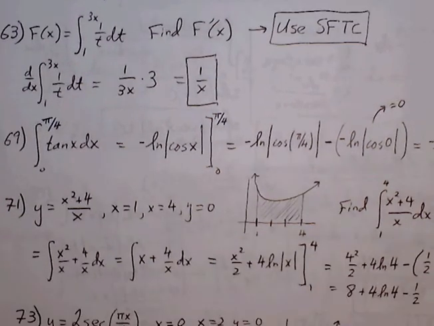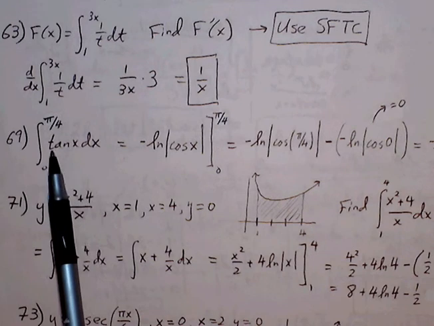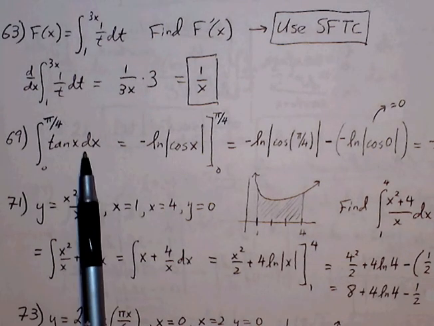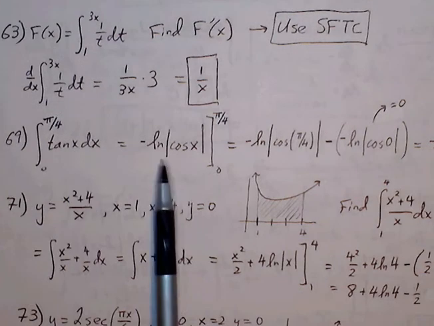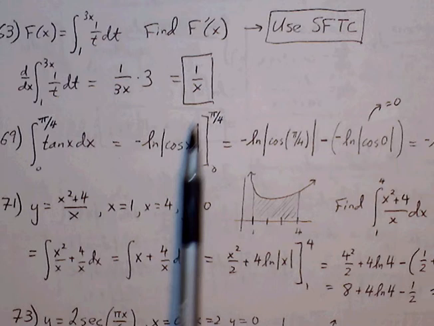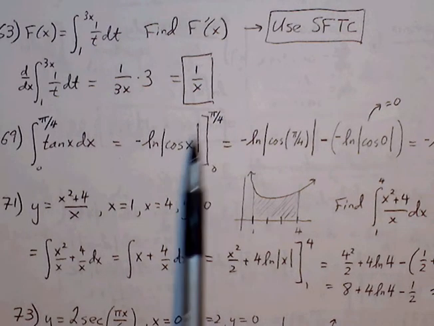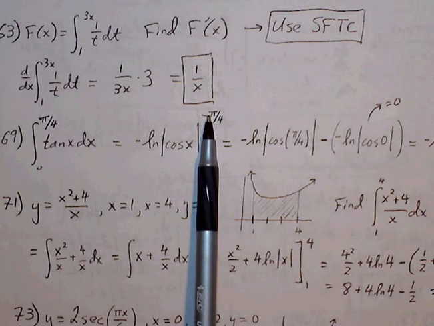All right, 69. Definite integral of tangent of x dx from 0 to pi over 4. Now we have a rule directly for tangent of x, no need for U-substitution. Tangent of x becomes negative natural log of absolute value of cosine of x. Plug in, we found our antiderivative. No need for U-substitution, so we can keep the bounds the same as before.